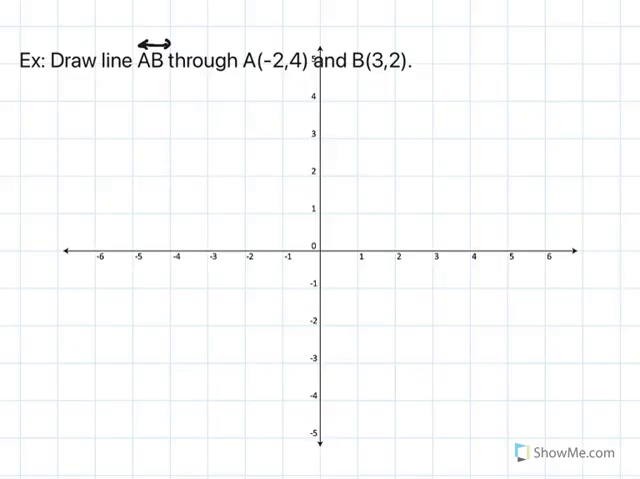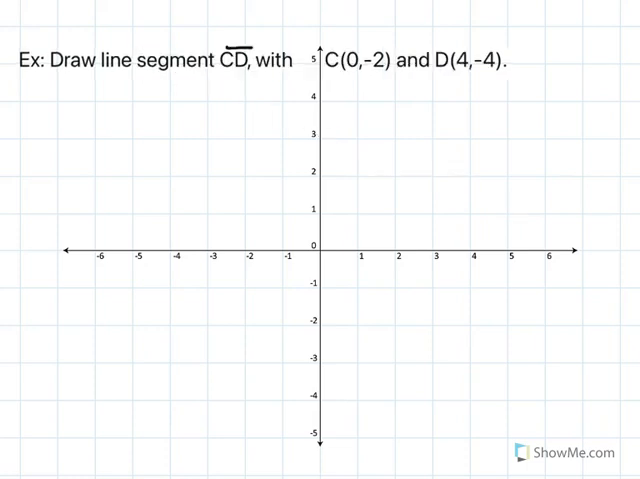All right, so let's draw line AB through A at (-2, 4). So (-2, 4), this point here is A, and B is at (3, 2), here's B. To draw the line through that, I'm just going to connect these 2 points, and then I'm going to put arrows on the ends, because it's a line, so it's going to go on forever.